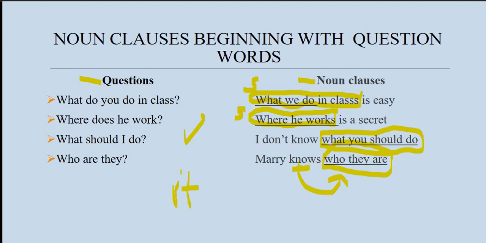For example, what we do in class. So I delete what we do in class and I write it instead of it. It is easy. So you can see that it is grammatically correct. So where he works is a secret. It is a secret. So you can see that again it is grammatically correct. I don't know it. It is grammatically correct. Mary knows it. Again it is grammatically correct.